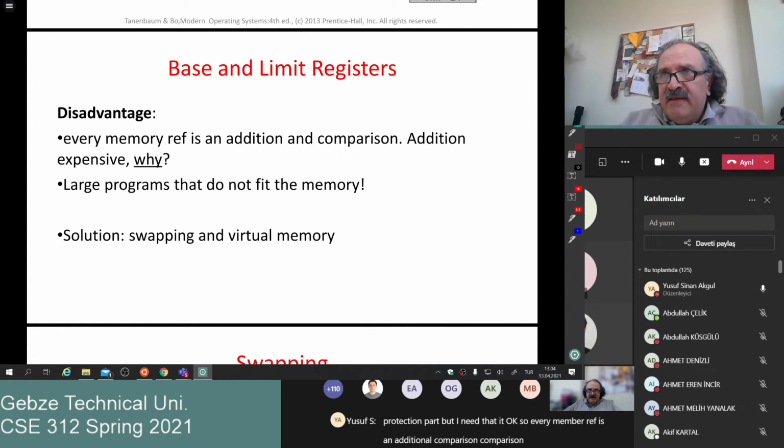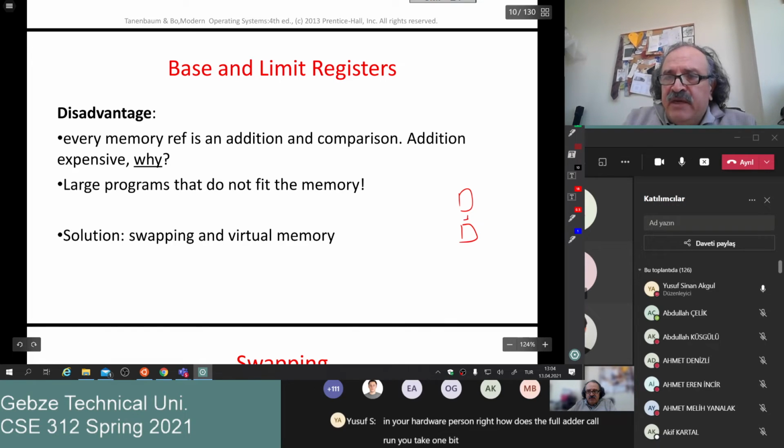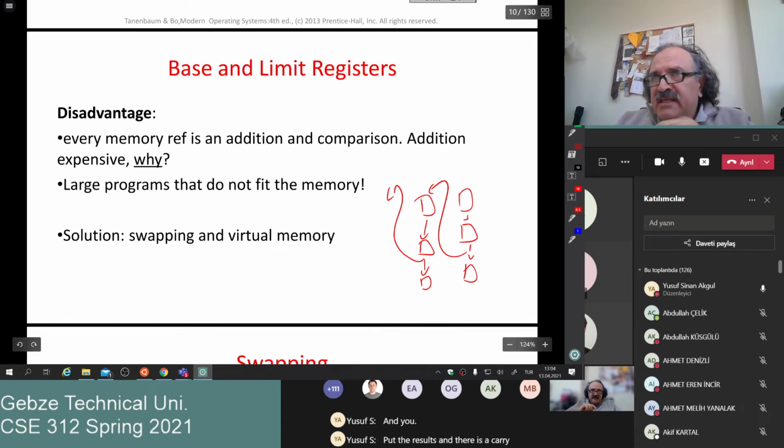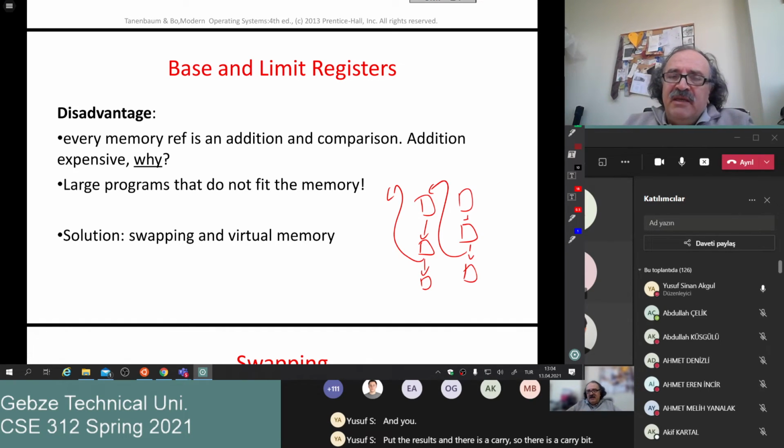Comparison can be done in a very fast way, in parallel, but addition has to be serial. Remember, you did the full adder in your hardware courses, right? How does the full adder run? You take one bit, another bit, you add them, you put the result here, but there is a carry. And the carry bit has to be propagated serially to the other bit additions.